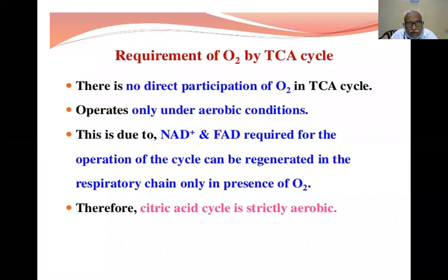The requirement of oxygen is most important for the TCA cycle. There is no direct participation of oxygen in the TCA cycle. It only operates under aerobic conditions. This is because NAD and FAD are required for the operation of the cycle and can be regenerated in the respiratory chain only in the presence of oxygen. Therefore, the citric acid cycle is strictly aerobic.